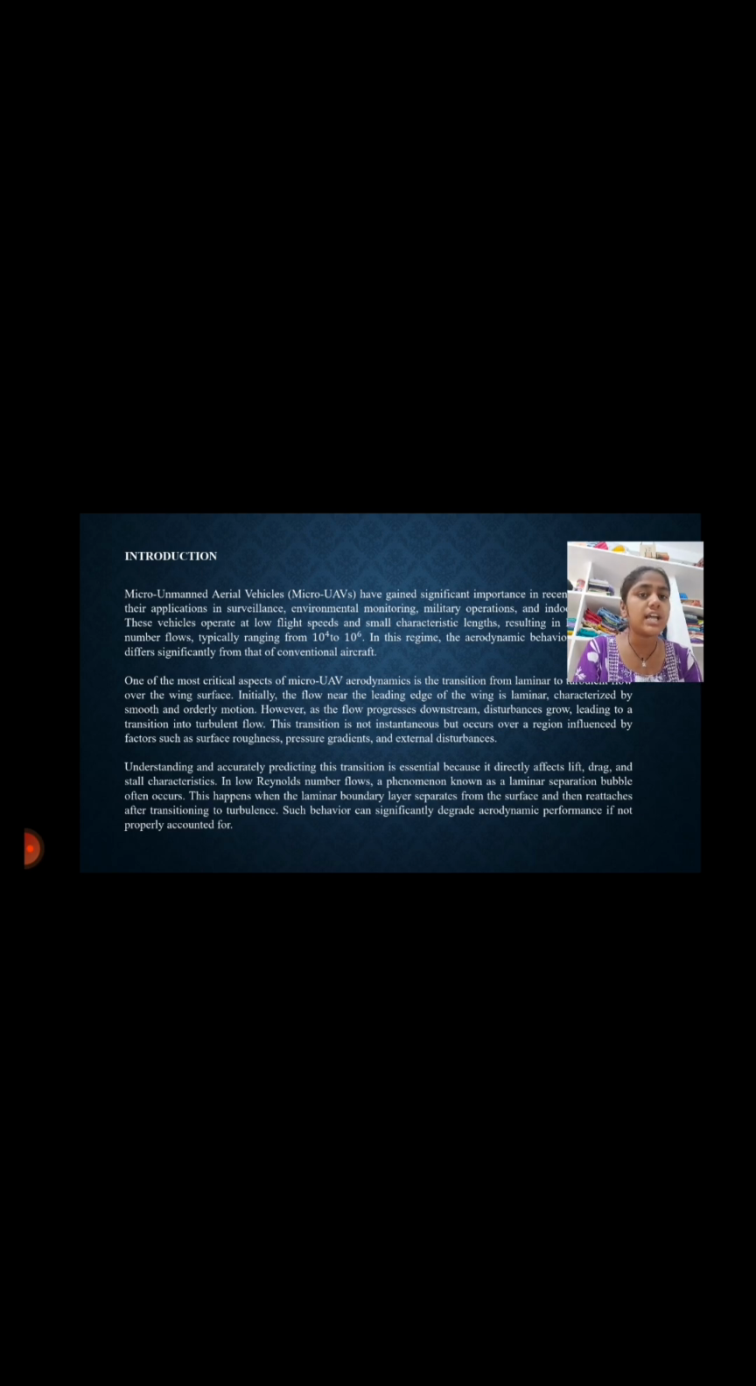One of the most critical aspects of micro UAV aerodynamics is the transition from laminar to turbulence over the wing surface. Initially, the flow near the leading edge of a wing is laminar, characterized by smooth and orderly motion. However, as the flow progresses downstream, disturbances grow, leading to a transition into turbulent flow. This transition is not instantaneous but occurs over a region influenced by factors such as surface roughness, pressure gradients, and external disturbances. Understanding and accurately predicting this transition is essential because it directly affects the lift, drag, and stall characteristics.